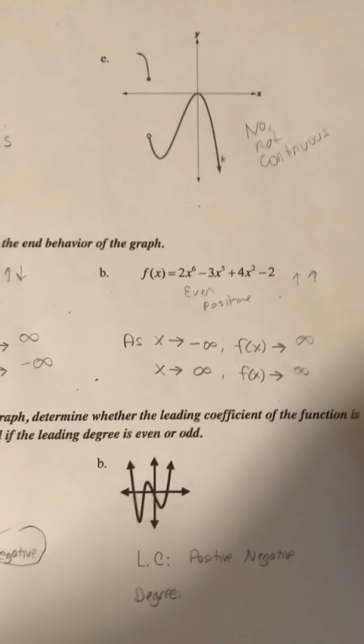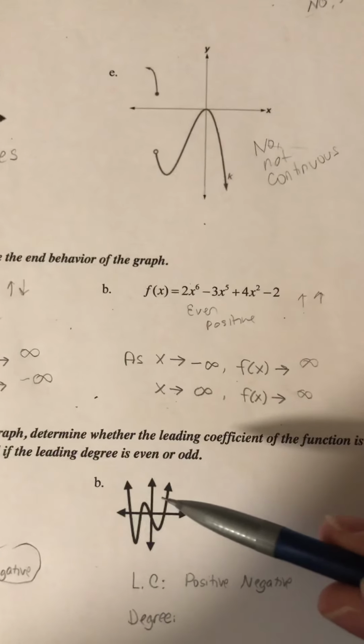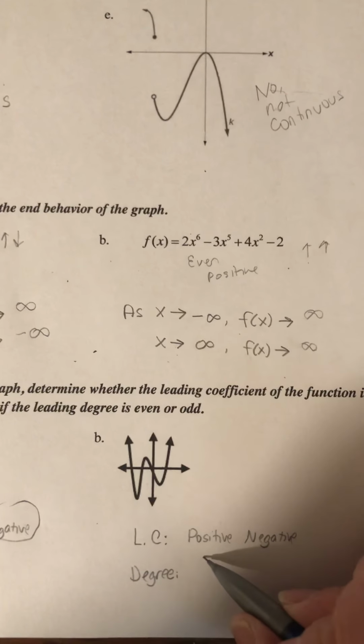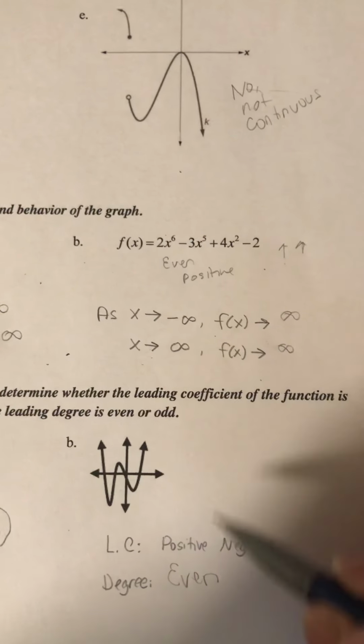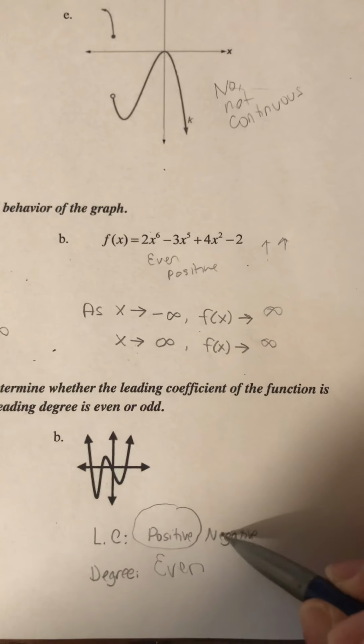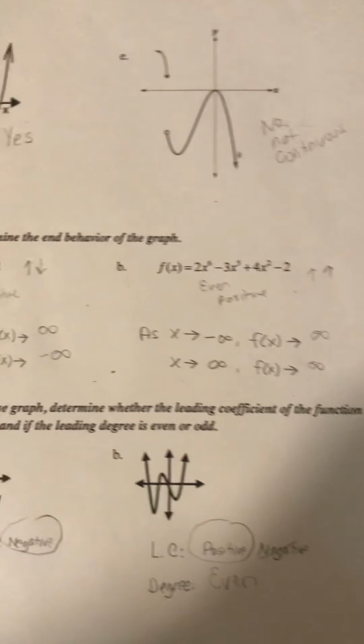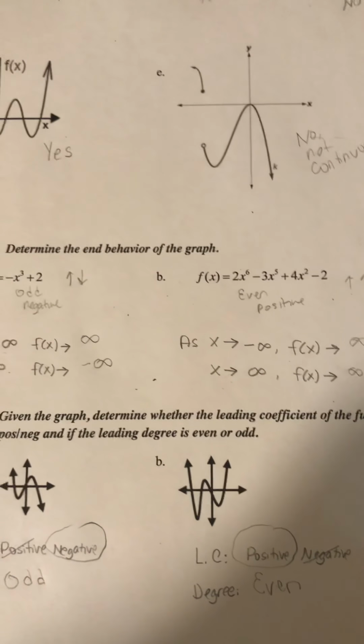Okay, and letter B, this has the same end behavior. So that means it's going to be an even degree. And because it's up, up, it's a positive leading coefficient. So that's it for section 5.3.